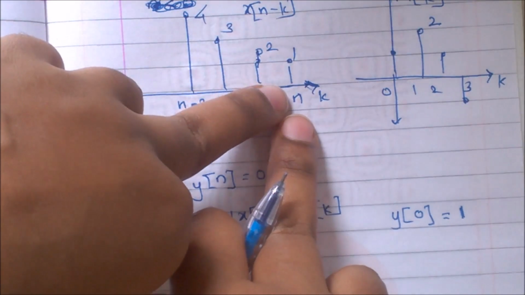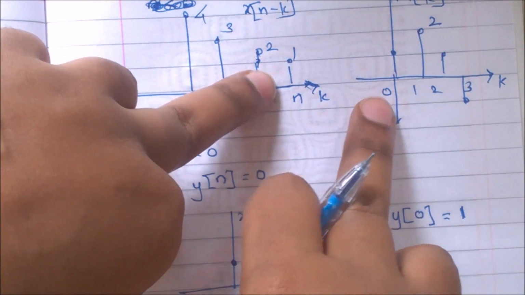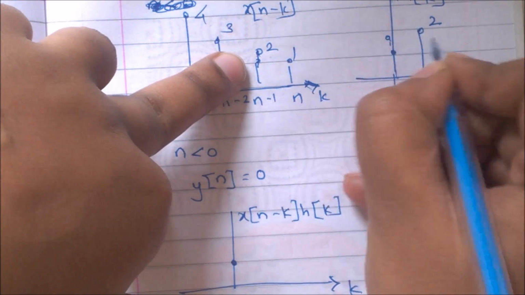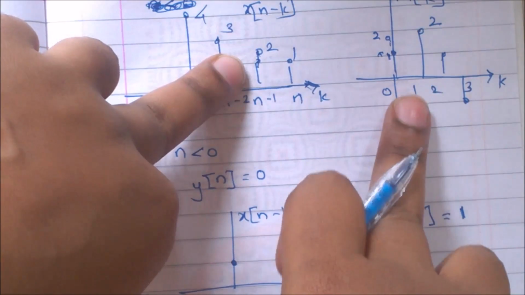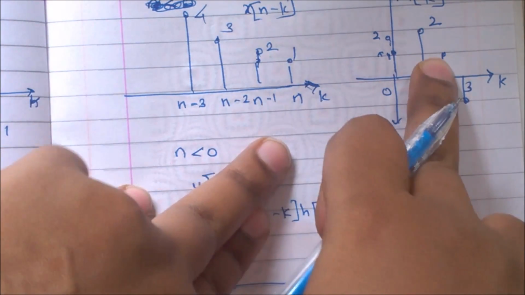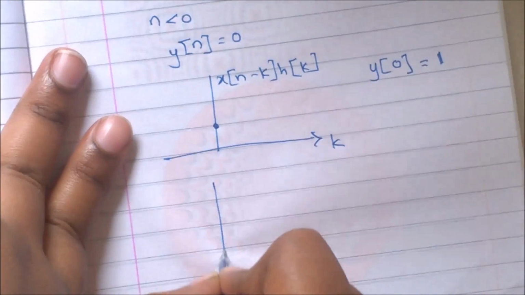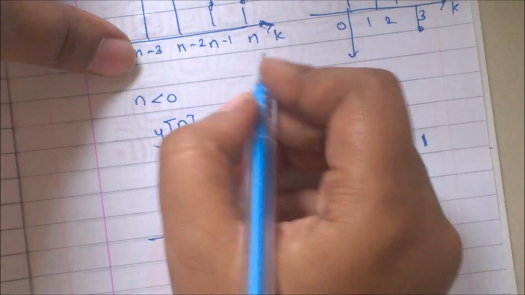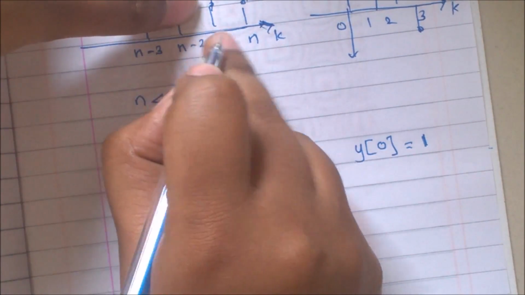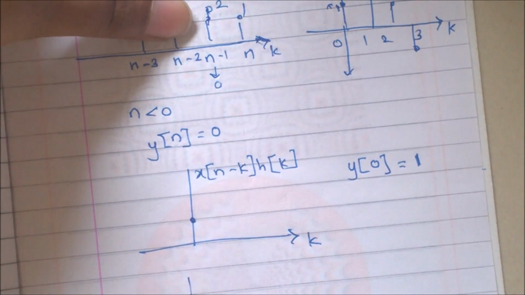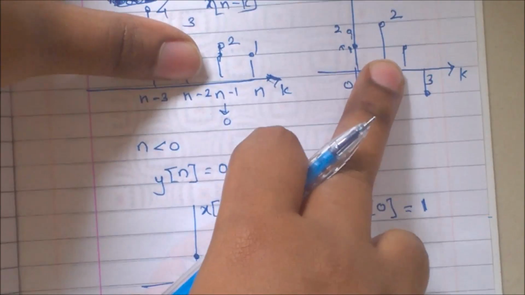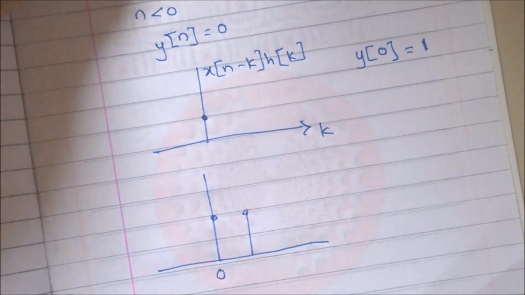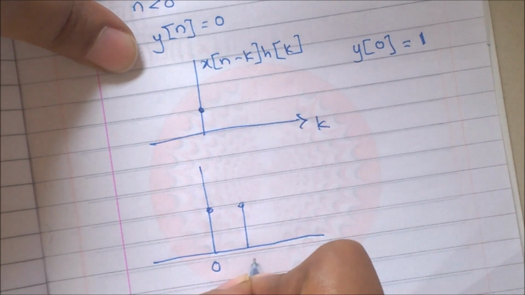Similarly for y of 1, that is when n is 1, what will happen? When n is 1, the value will be 1. At n minus 1, that is at 0, the value will be 2. This will be 2 multiplied by 1 over here, and at 1 it will be 1 multiplied by 2. So what will be the signal? It will be something like this. So we will multiply this. The 0 value is 2 over here, so 2 multiplied by 1, it will be 2, and 1 multiplied by 2, that is 2. So at 0 we'll have 2, at 1 we will have 2.